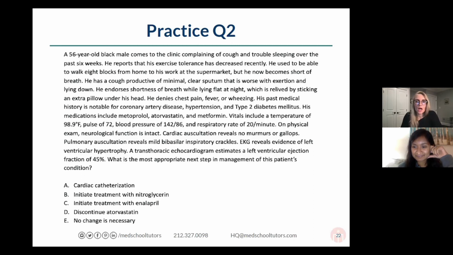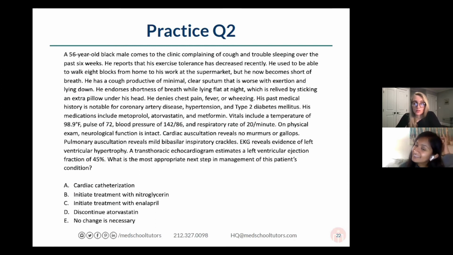So how about this? What are all of you, and feel free to write in the question box, we're the only ones who see it, or in the chat box, what do you think this guy has? So you hear about this left ventricular ejection fraction of 45%. What are you worried about that he has? Nice. Got a couple of people already saying the right answer.